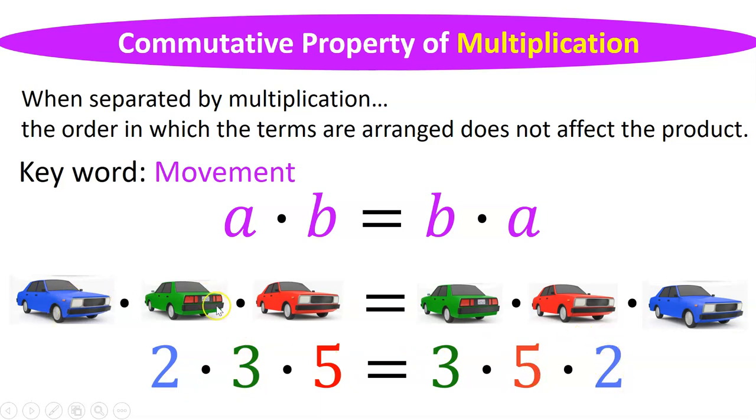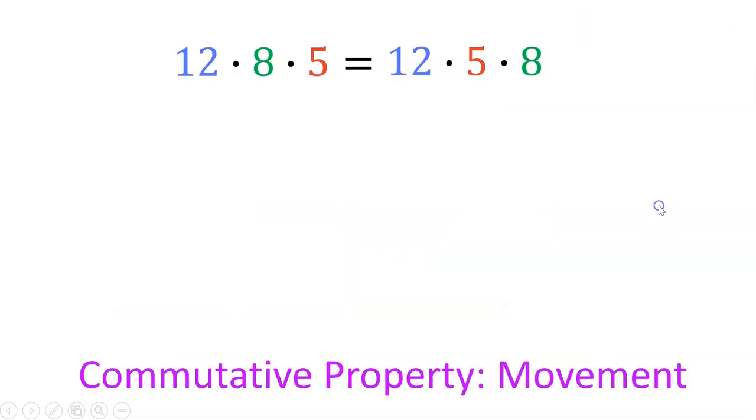And this car picture is supposed to help remind you of the word movement. The commutative property is all about moving numbers around so that they are arranged in a different order. Let's look at one example of how we could use the commutative property of multiplication to make a problem more simplified or easier to solve.